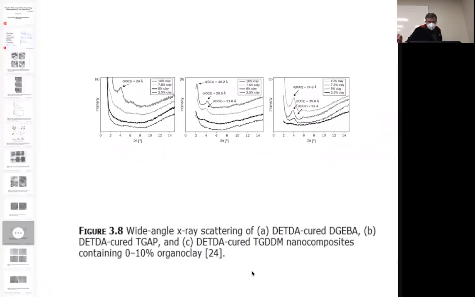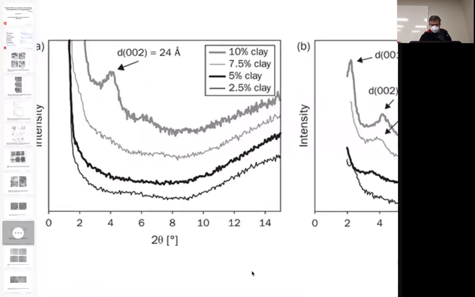And just trying to double check, the thick line at the top is the 10% clay. The small line at the bottom is lower clay. So as you keep increasing the amount of clay you have, it can disperse in the polymer. Now you've loaded it so high, the plates are starting to get close together. You're seeing those intervals.